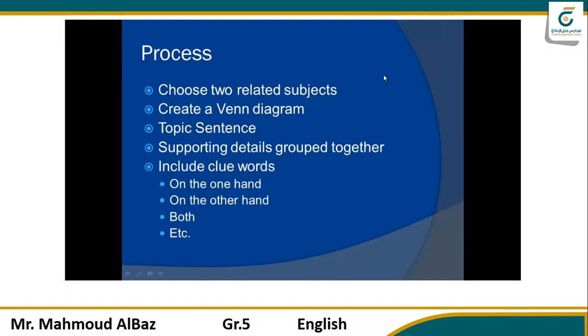It also helps your reader if you include clue words, so phrases like on the one hand or on the other hand. That shows differences. A word like both shows the similarities between the two. So think about clue words that you can use when you write that will give your reader a good idea of whether you're showing a similarity, whether you're comparing, or whether you're showing a difference, whether you're contrasting.